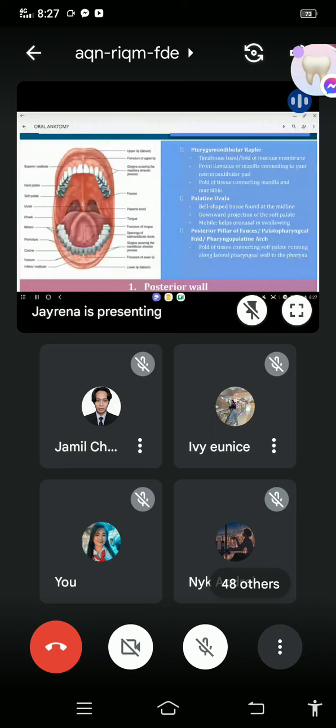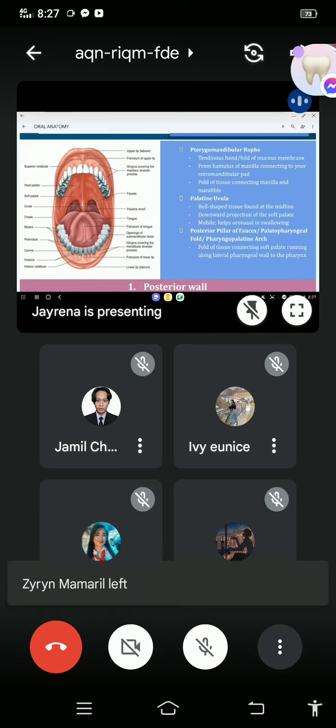It's a tendinous band fold of the mucous membrane from the hamulus of the maxilla connecting to your retromolar pad. So it's a fold of tissues connecting maxilla and mandible. So kanina, there's a gingival overgrowth, di ba? And then here, there's a retromolar pad, and sa taas, you have retromolar papilla. So those folds that connects the retromolar papilla and the retromolar pad, you call it as a pterygomandibular raphe. Okay? So, para mapagdugtong sila.